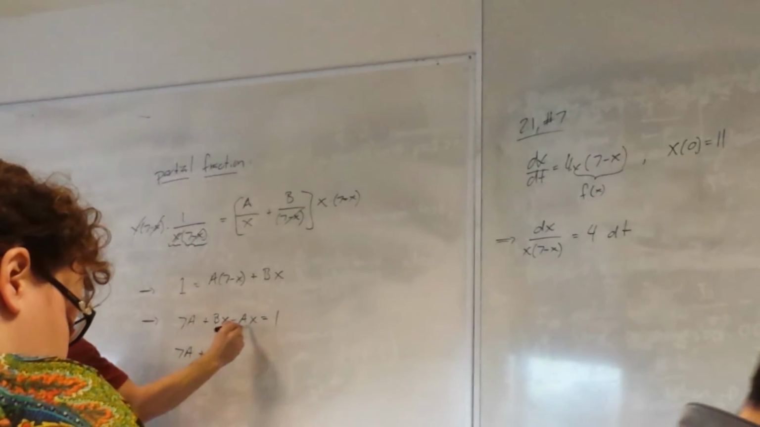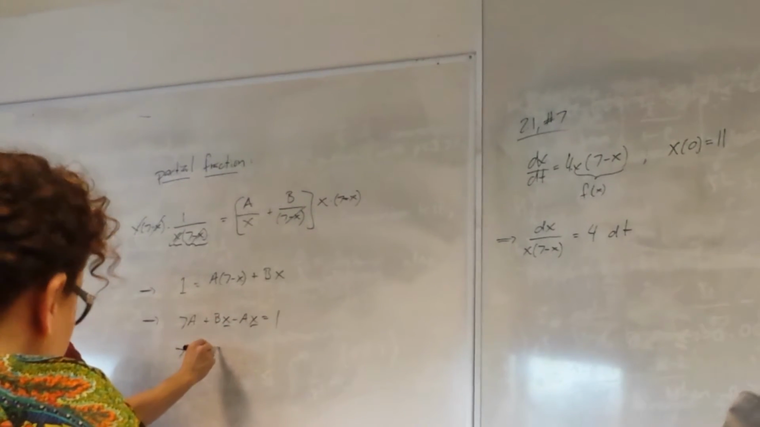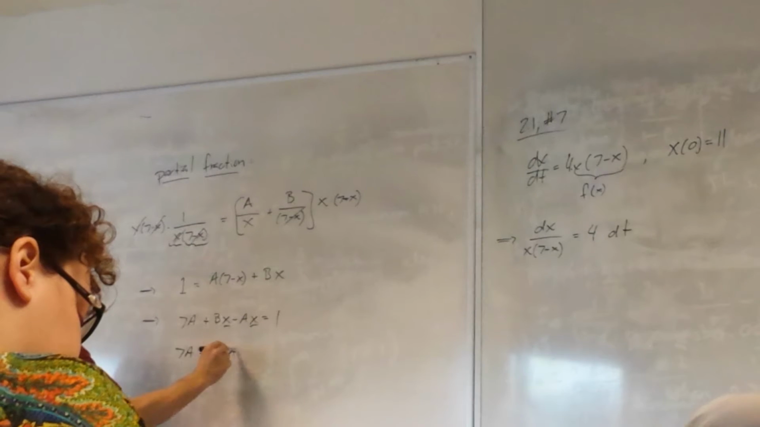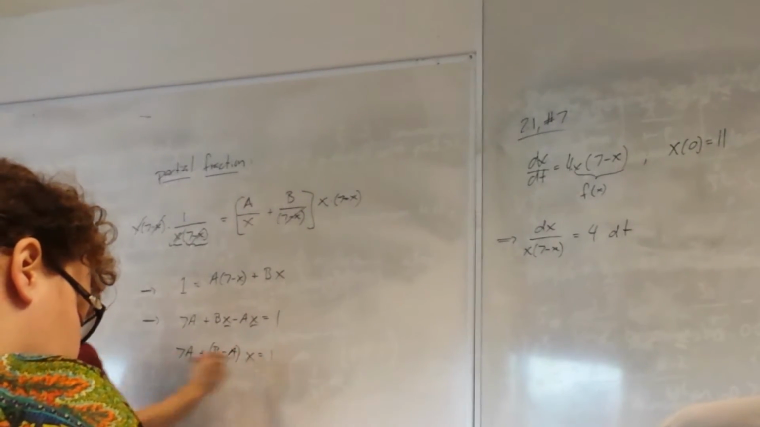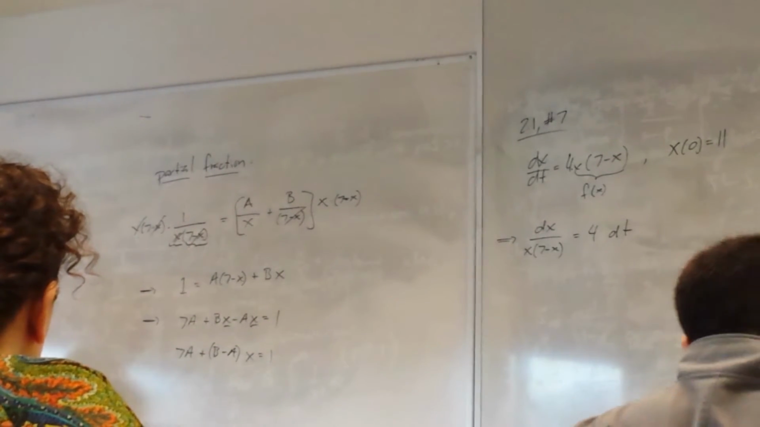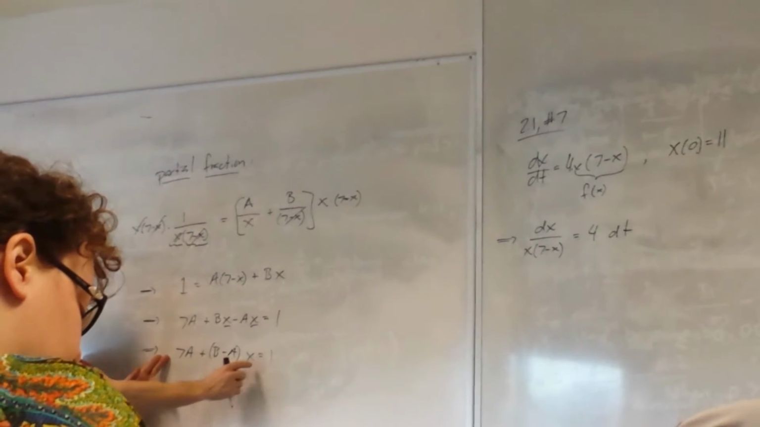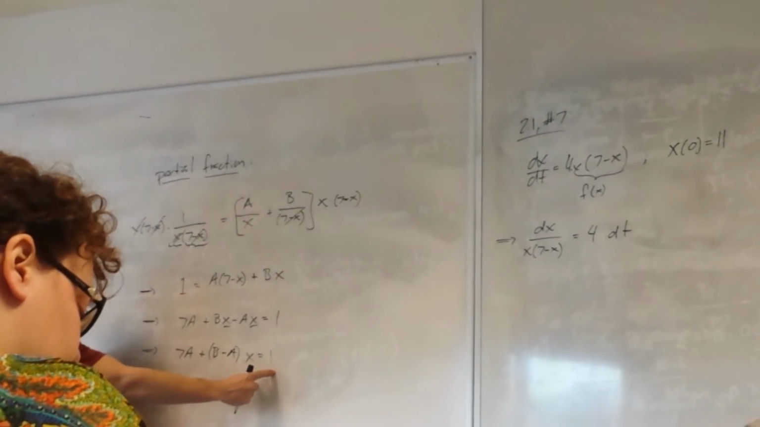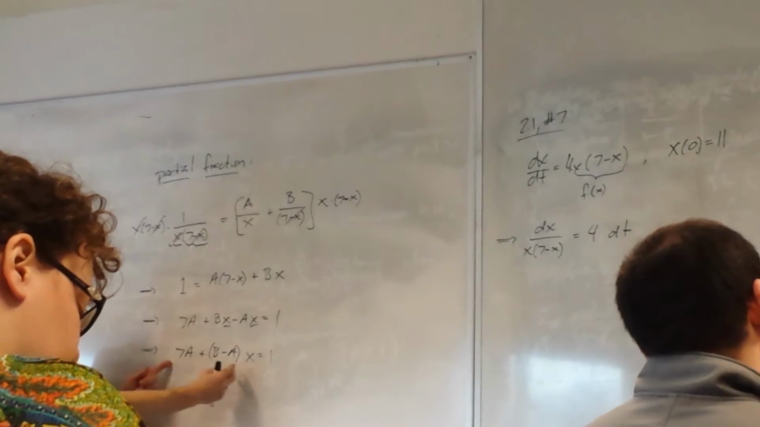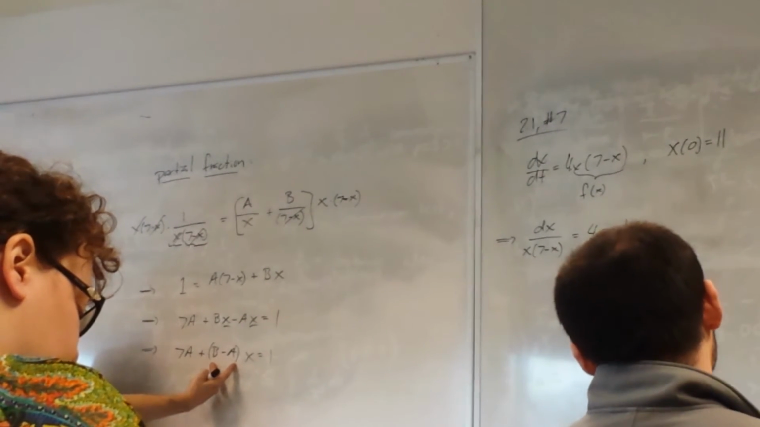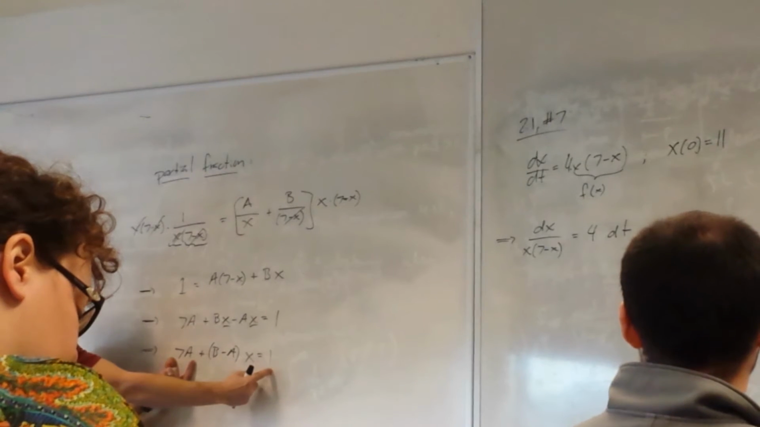Now I factor out the x, the variable, and this is a constant: (b minus a)x plus 7a equals 1. This one's not too bad. On the left side I have a linear thing in x, and on the right side I have a constant. For these to be equal, b minus a has to equal 0, and 7a has to be that constant 1.